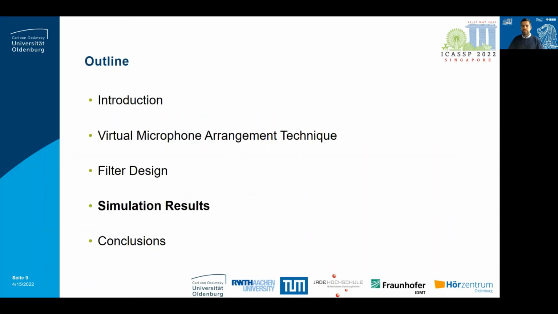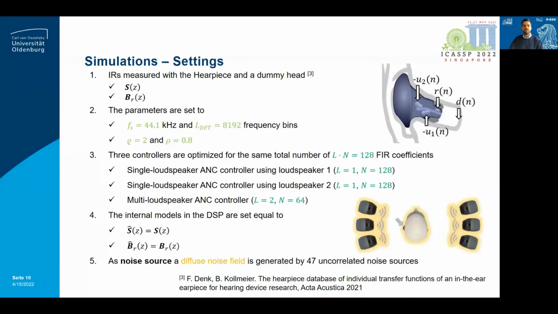In the following section, I'm going to present you the simulation results with which we compared the proposed multi-loudspeaker ANC controller with its two single loudspeaker ANC controller equivalents. In our simulations, we used impulse responses measured with a dummy head and a hearpiece, which is equipped with 2 loudspeakers and an inner microphone. With these measured impulse responses, we simulate the acoustic transfer functions from the loudspeakers to the eardrum and to the inner microphone. The parameters are set to the following values, and 3 controllers are optimized for the same total number of 128 FIR filter coefficients.